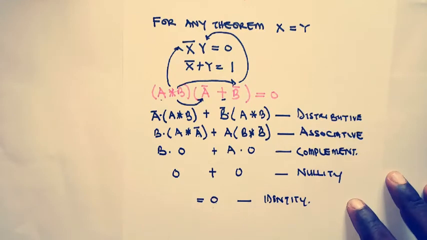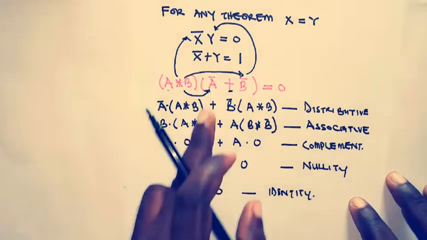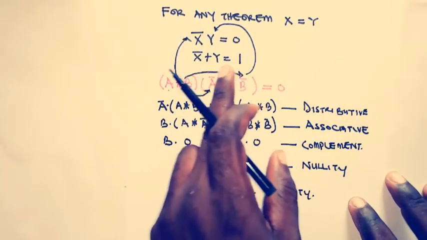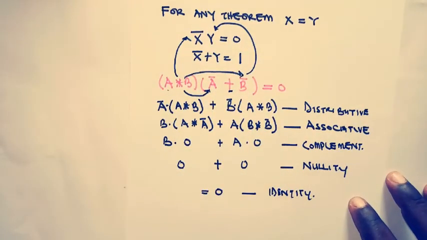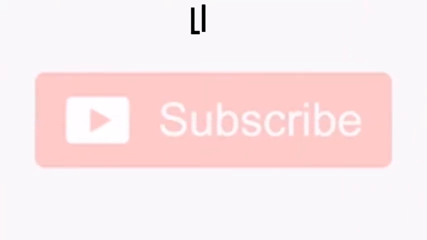And then before we conclude whether it is true or not, we need to check if it is also true for x bar plus y to be equal to 1. When we add them together, will they be equal to 1? Let's see.